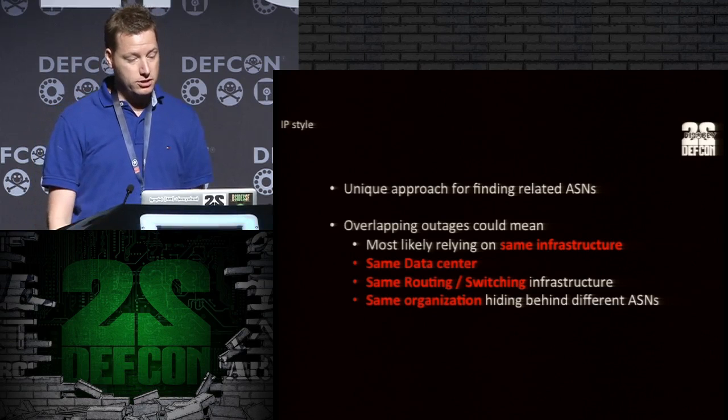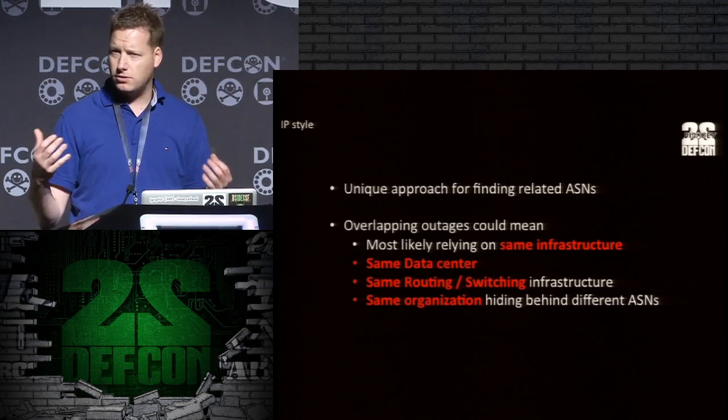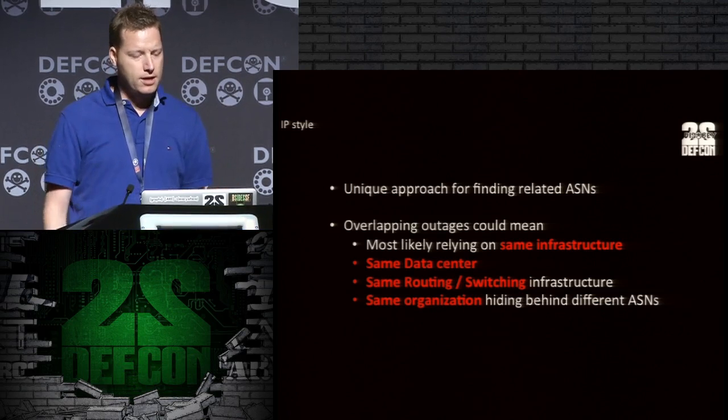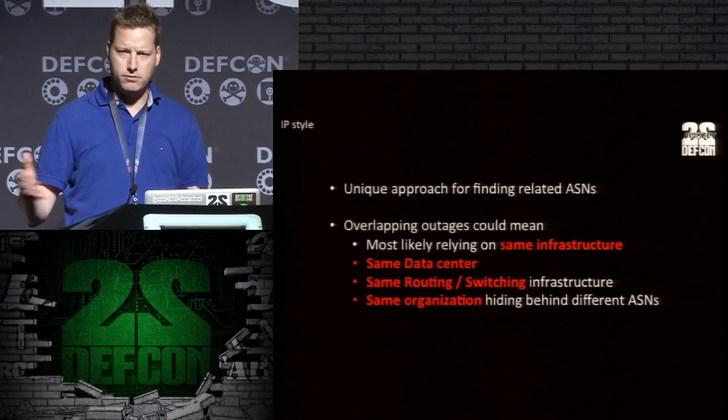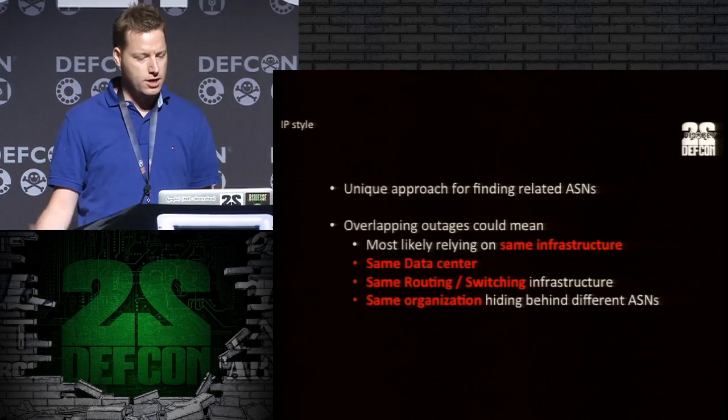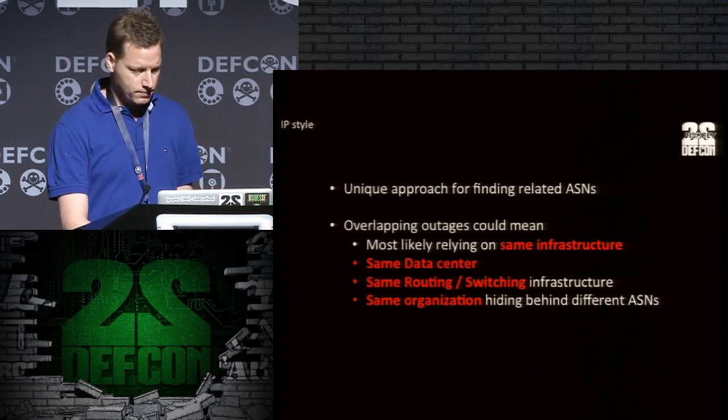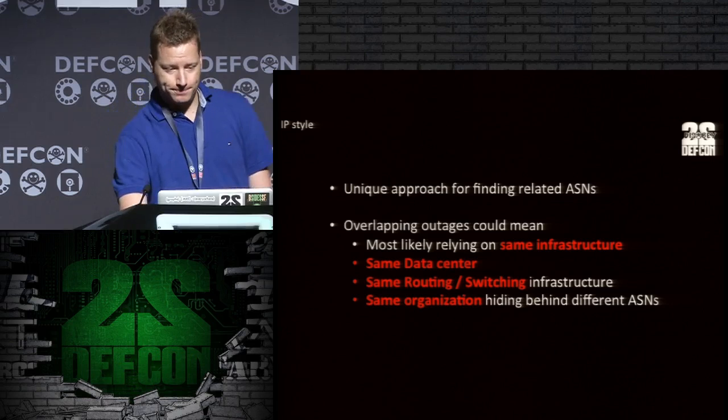But in any case, it's a unique approach to find these sort of sibling ASNs that could be related. And it also allows us to quickly, if we know a bad ASN, just run the script. It will tell us which other ASNs are related or have the same outages. And we can then zoom into that. So that's pretty cool, I think.